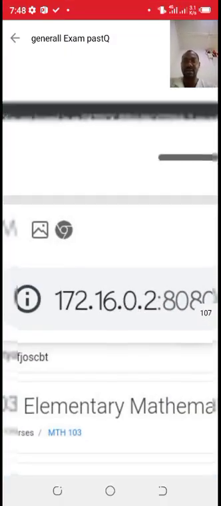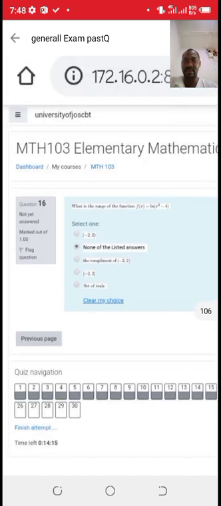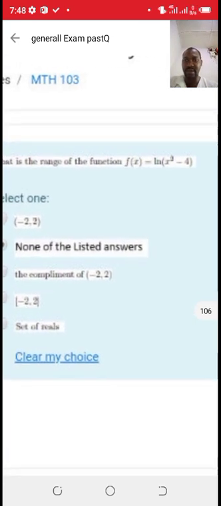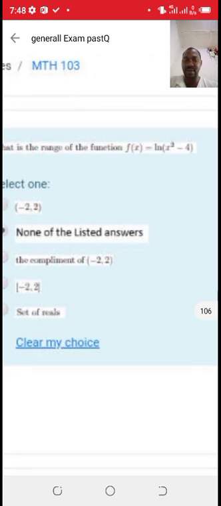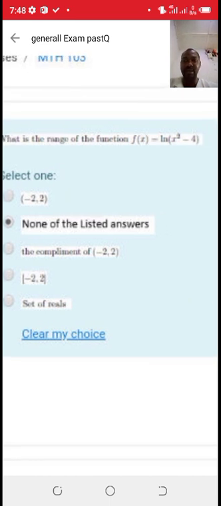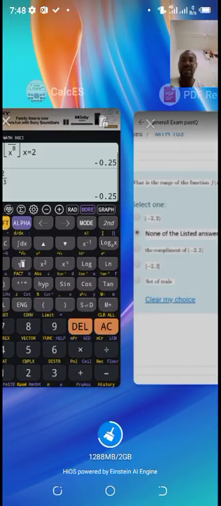Now the next one here, this is range. We are asked to find the range of f of x equal to ln of x squared minus 4. Well, one of the best ways to go about this, I don't need to think. I know that the answer is set of all real numbers. The reason is because to find range, we need to find the inverse of that function. And the inverse of a ln function is exponential function. And I know that exponential function is always defined. So let's do that together.